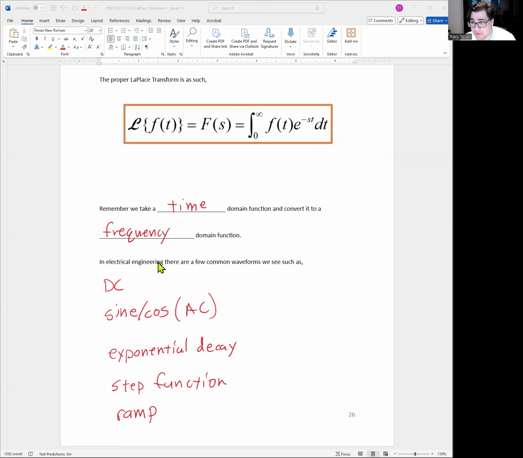Now, in electrical engineering, there's a couple of common waveforms we typically see, and we could figure out the Laplace transforms of those and make a cheat sheet for us to use called a Laplace table. Typical waveforms are DC, flat voltages; sinusoidal, cosine-based AC voltage sources, so it's the standard trig functions; exponential time decaying functions, like an inductor bleeding out its energy, you have a decaying current; step functions, which we talked about last time, which is a switching function, you switch on or off; and then a ramp function if we're ramping up a voltage.